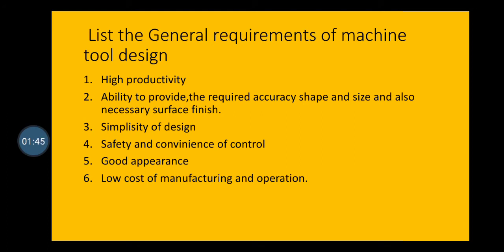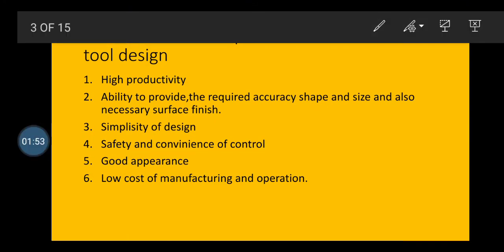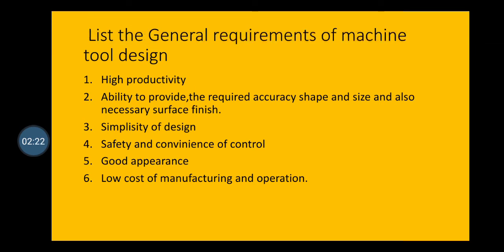Here, the list is: first one, high productivity; second one, ability to provide the required accuracy, shape, and size, and also necessary surface finish. Next one, simplicity of design. Next one, safety and convenience of control. Next one, good appearance. Next one, low cost of manufacturing and operations. That is, the general requirements of machine tool design.